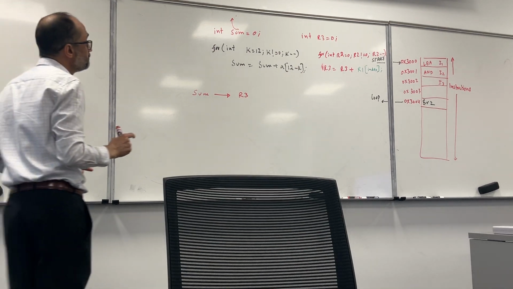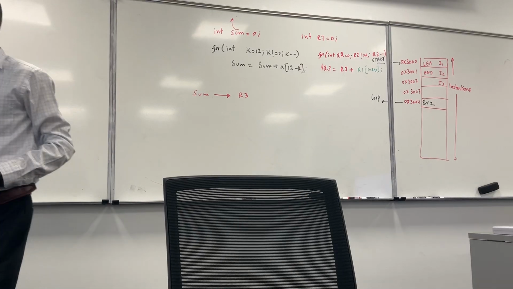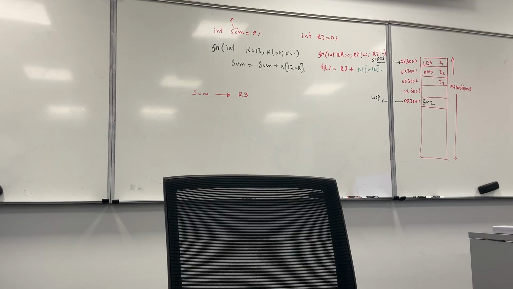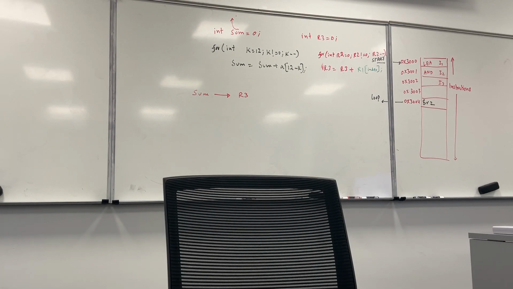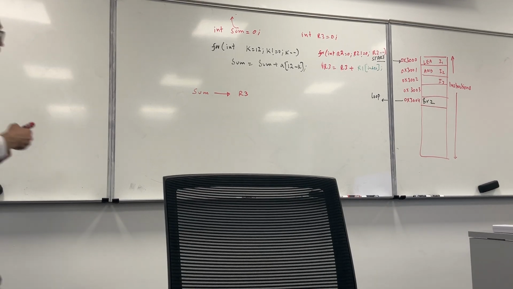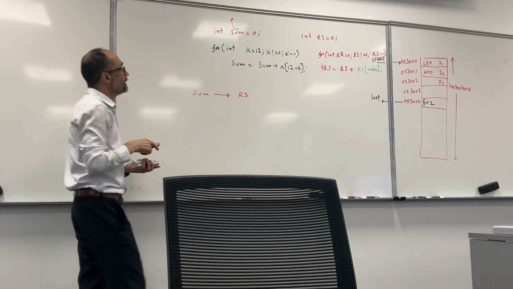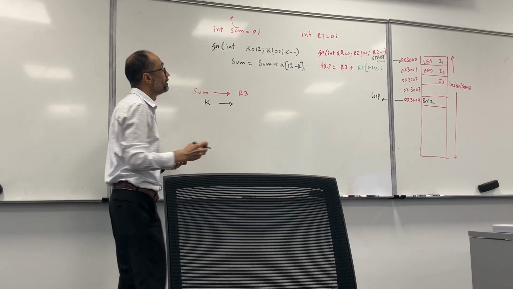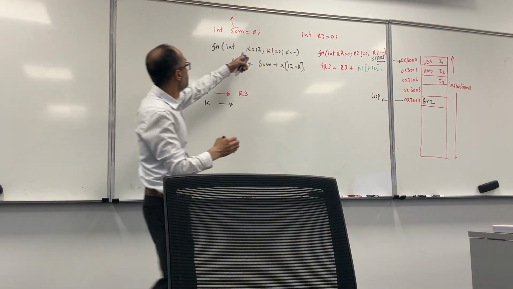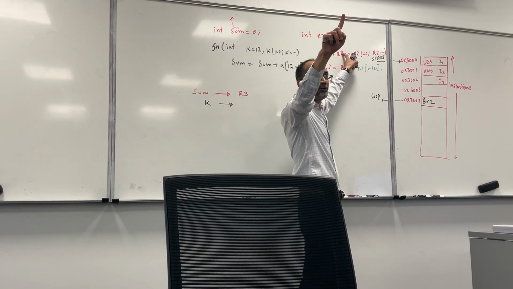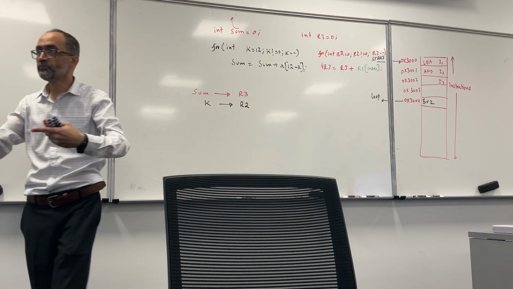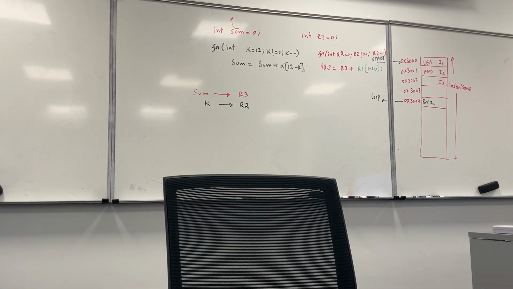Now we have a loop variable. What is the name of the loop variable? Not loop, K. K is our loop variable. Sum is mapped to register R3. The loop variable K is mapped to which register? R2. So K is mapped to register R2. First we need to make these assumptions. In the exam I will give these assumptions and you have to write a program.